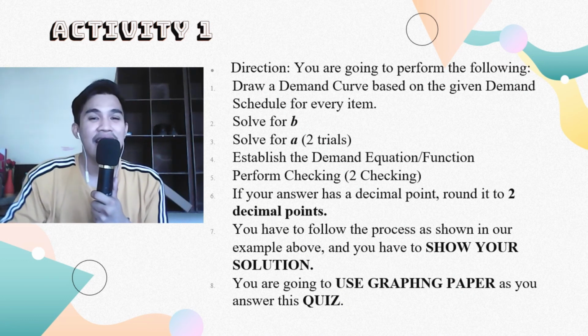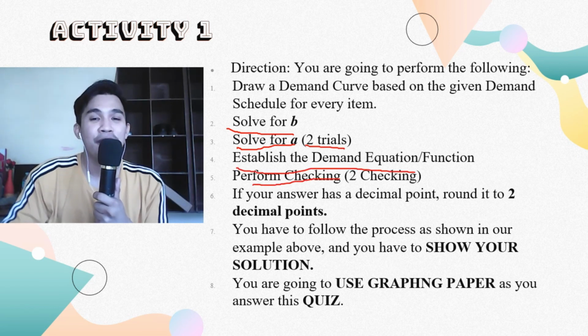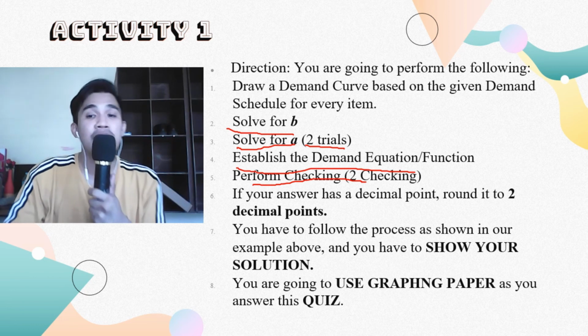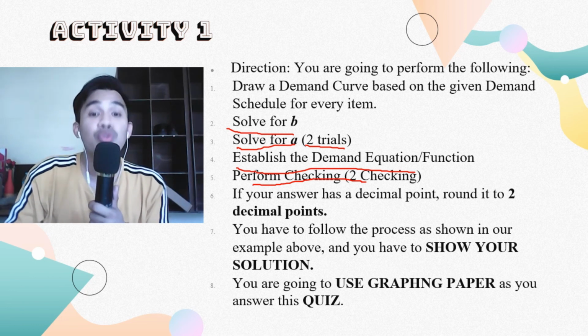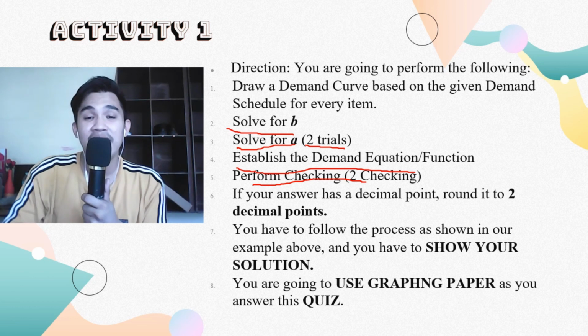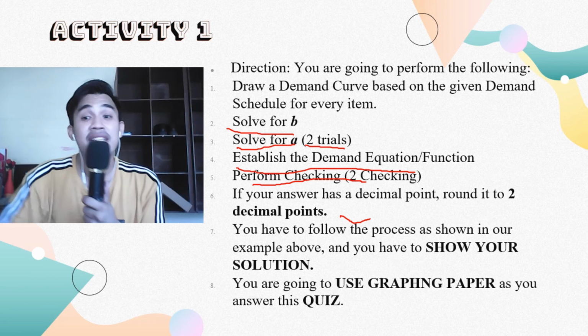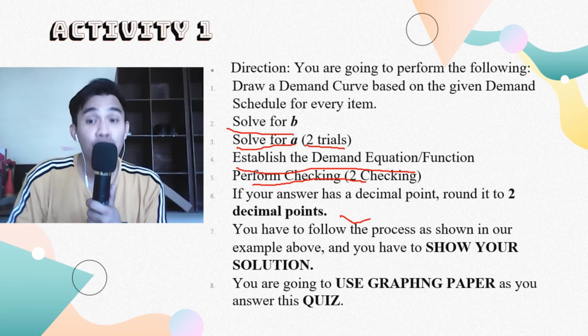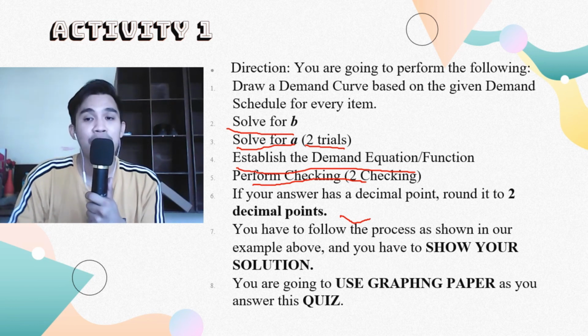Okay? So, second, you have to solve for B, then solve for A with 2 trials, then establish the demand equation, then perform checking. 2 checkings ang kailangan, parehan sa example. Then, if your answer has a decimal point, you are going to round it off to 2 decimal points. Okay? Then, you have to follow the process as shown in the example dyan sa inyong module, yung kanina, yung pinakita ko. And you have to show your solution, of course. Hindi pwedeng walang solution. Kailangan makita talaga ang solution.